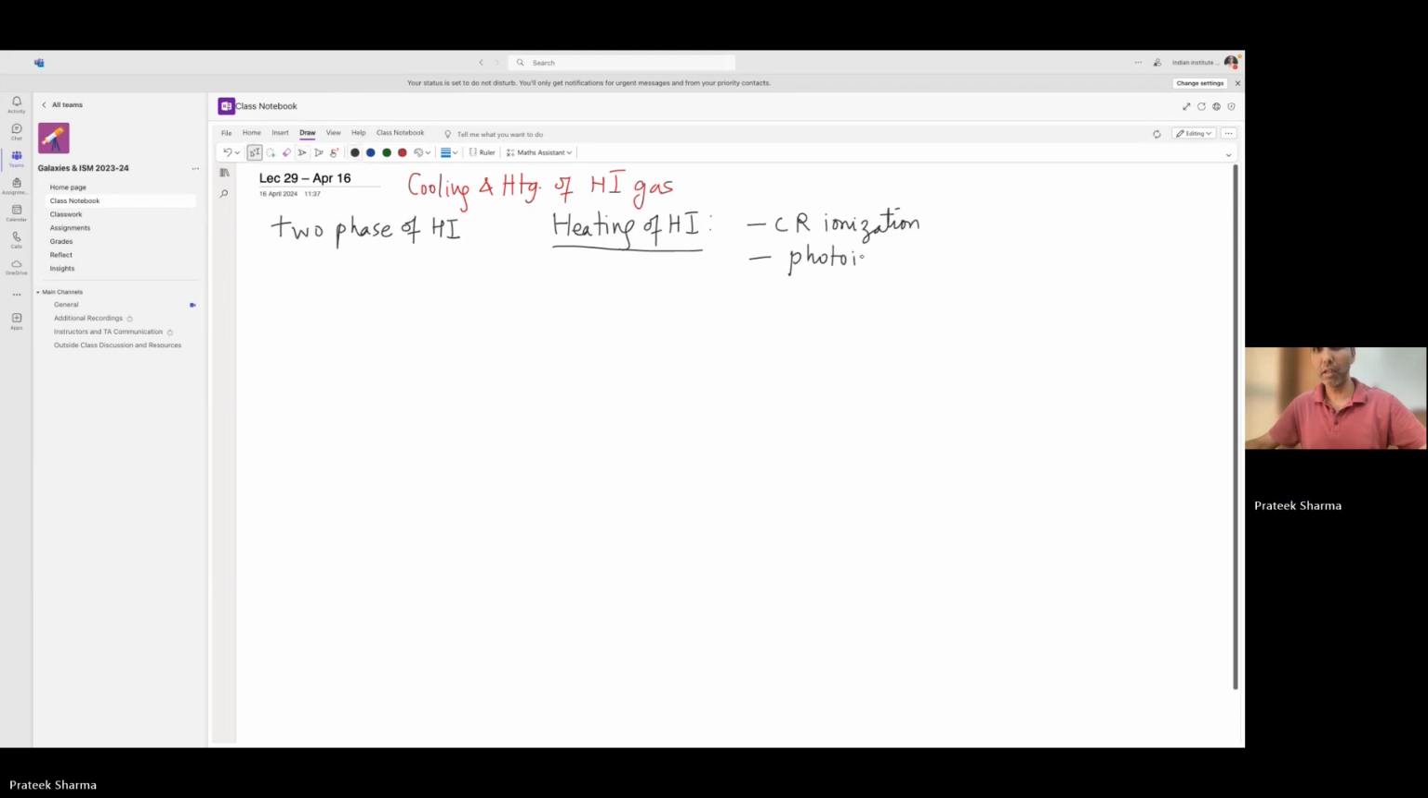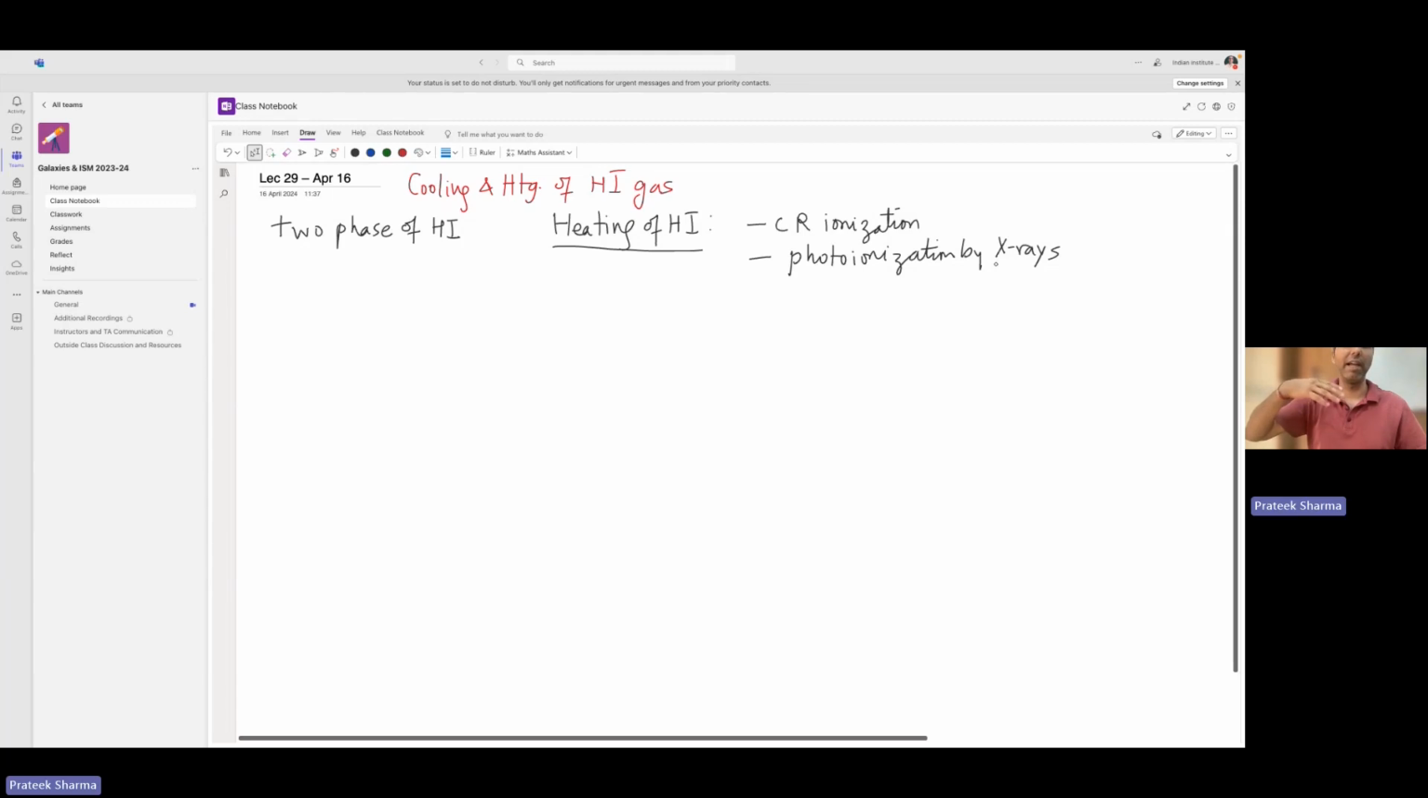and then you have photoionization by X-rays. See, Lyman continuum photons are absorbed by neutral gas and just produce H2 regions. But if you go to X-rays, the cross-section sigma for photoionization decreases. If you go to very high energy, it can decrease so much that X-rays can penetrate predominantly neutral regions of the ISM. Okay, what else?